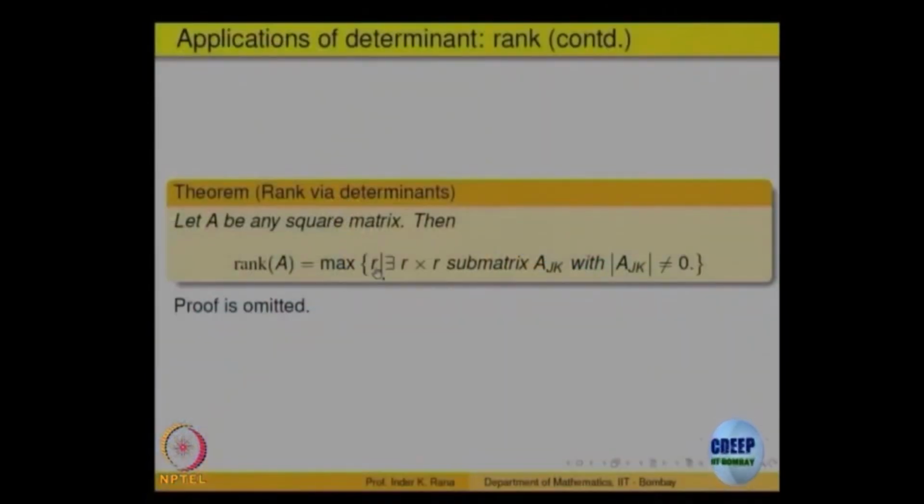So, look at the largest value of R such that some R cross R submatrix has determinant not equal to 0. All higher ones are 0, but that one is not 0, at least one, then the rank is that number. That is another complicated way of finding the rank, but it is a useful theorem in proving theoretical results. So, this is one of the ways of relating the determinant with the rank of the matrix.